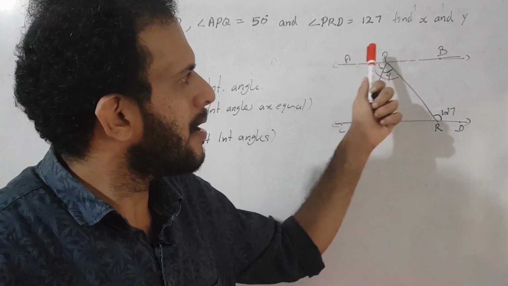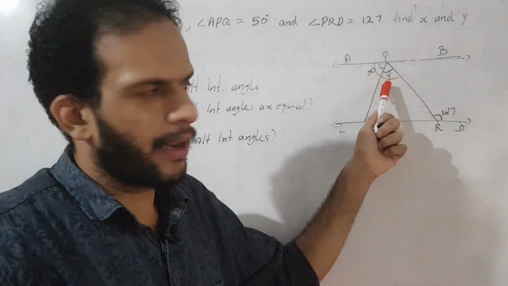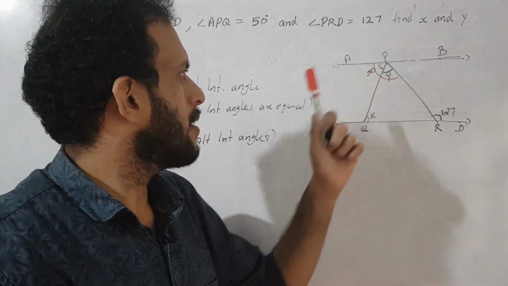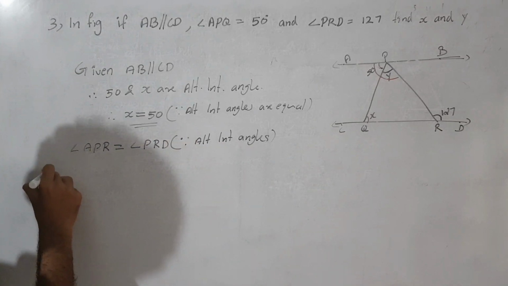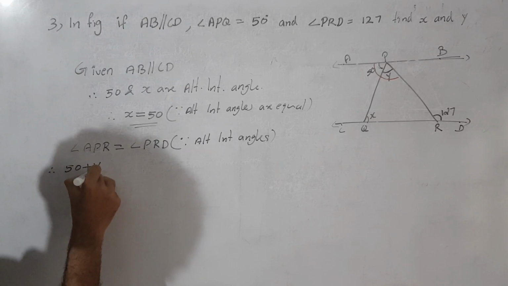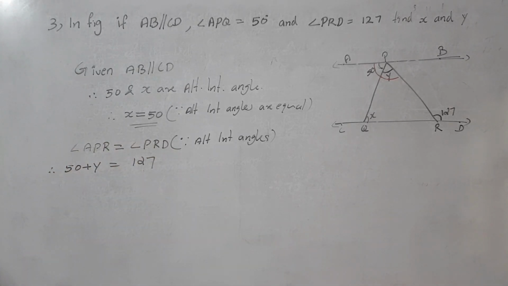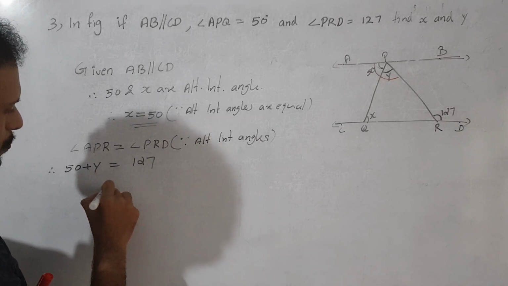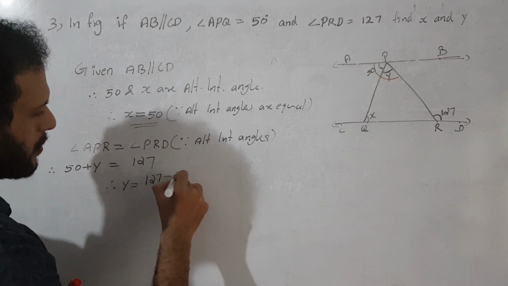Angle APR is the sum of 50 plus y, correct? 50 plus y. Then therefore 50 plus y is equal to 127. Therefore y is equal to 127 minus 50.